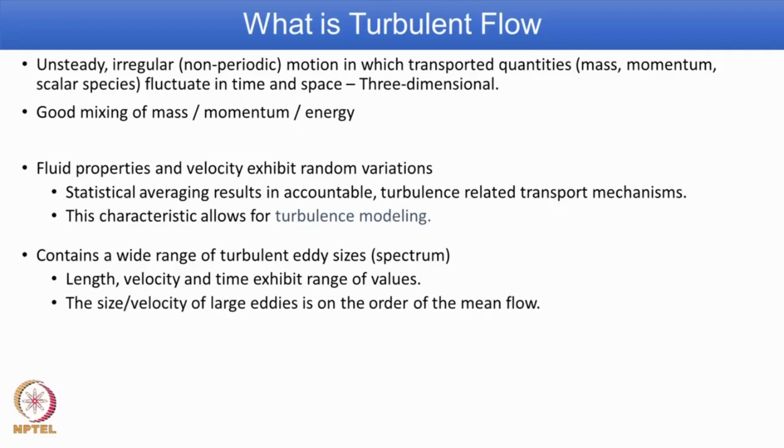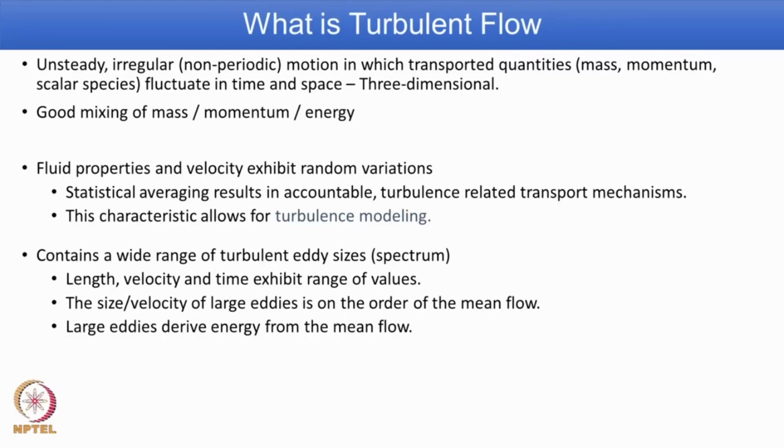The size and velocity of the large eddies is of the order of the mean flow. So, for example, if you consider flow through a circular cross section pipe, then largest eddy possible size is the diameter of the pipe itself. Then there is a process called energy cascading. I am going to explain that in the next slide with the help of a sketch.